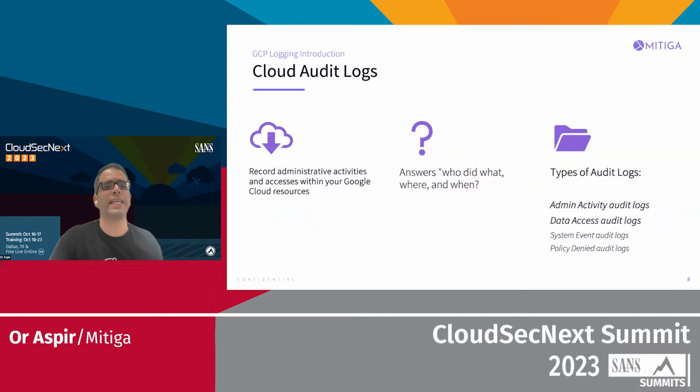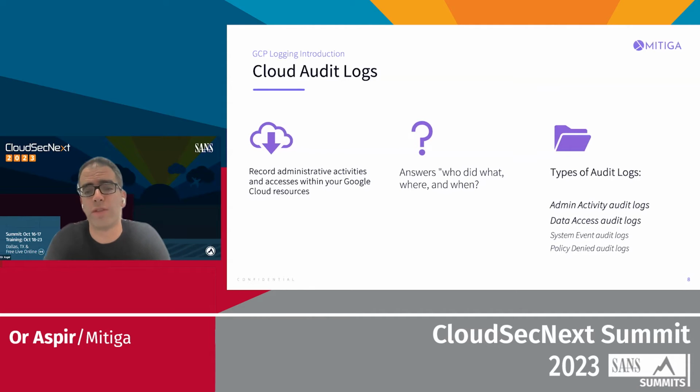So what exactly are cloud audit logs? They record API actions that happen in your environment. They answer questions like who did what, on which resource, and when, and all the things that a person does using the API, you will see in those logs. And this specific log, you can split into 4 different categories: admin activity audit logs, data access audit logs, system event, and policy denied.